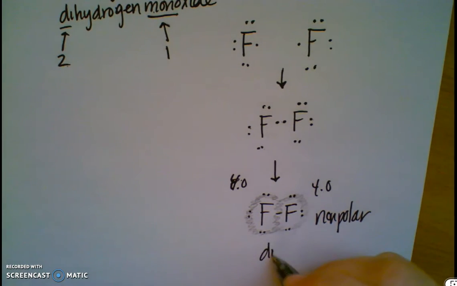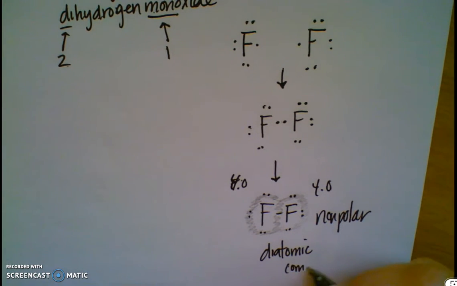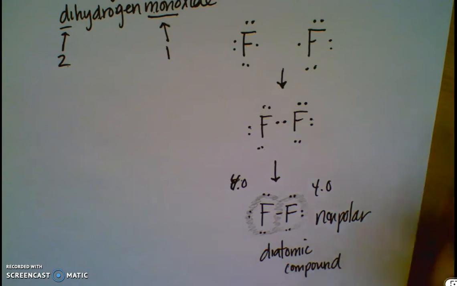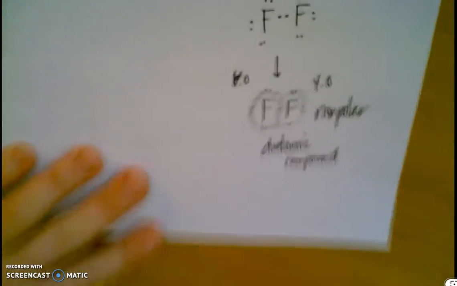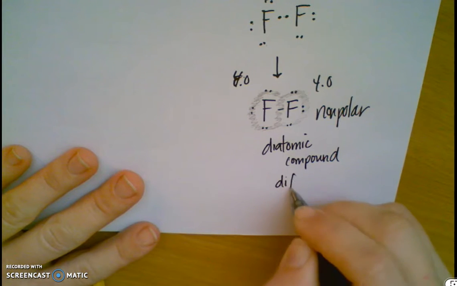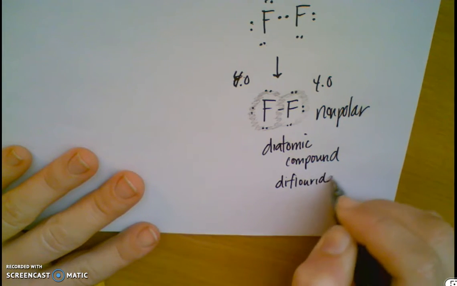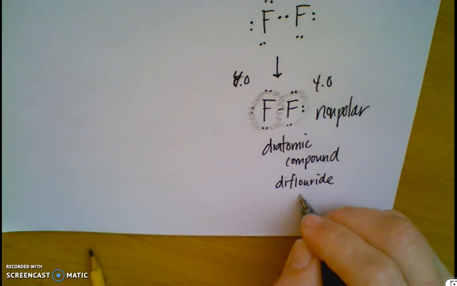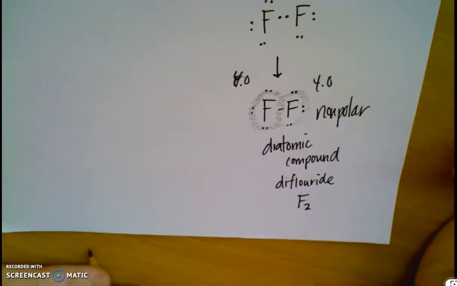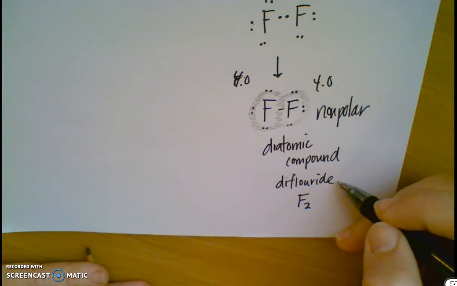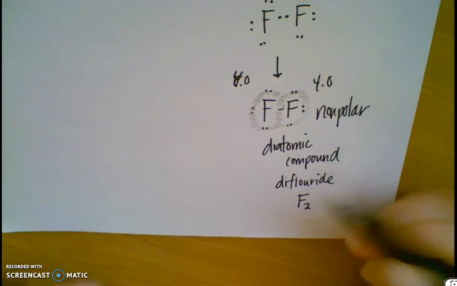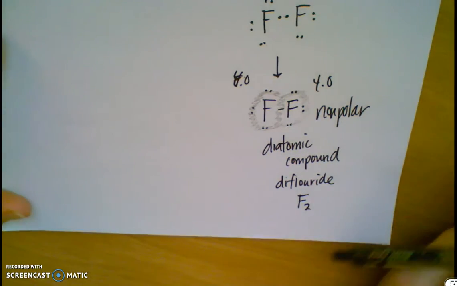This is also called a diatomic compound because it has 2 of the same elements in it. We could name this one difluoride if we wanted to. We also would call this F2. That would be the molecular formula of fluorine, F2. So we have the name right here, difluoride and F2, and it is a diatomic compound.